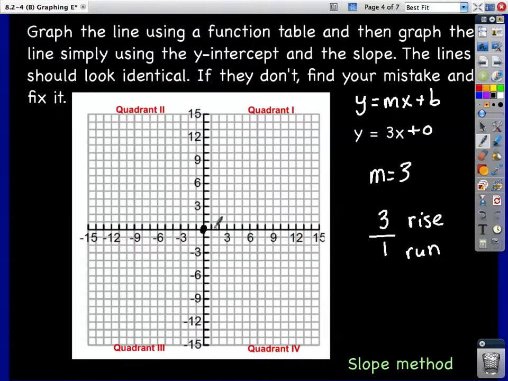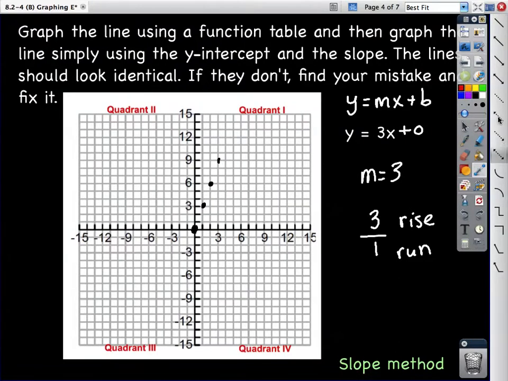So now I come over here to my y-intercept, and I go up 3, 1, 2, 3, because it's positive, and over to the right 1. Remember, the vertical change is affected by a positive or negative sign. So positive means up, negative means down, but the run is always to the right. And so I do that, and I make my points, and now it's really easy for me to graph them.